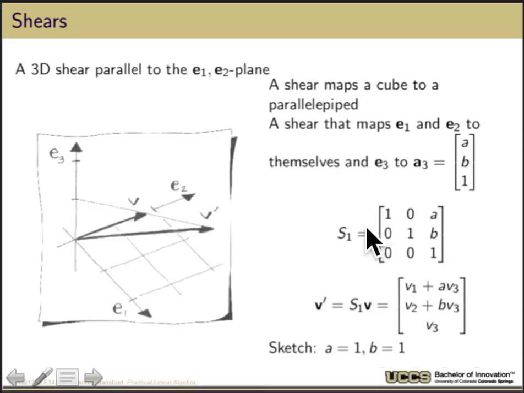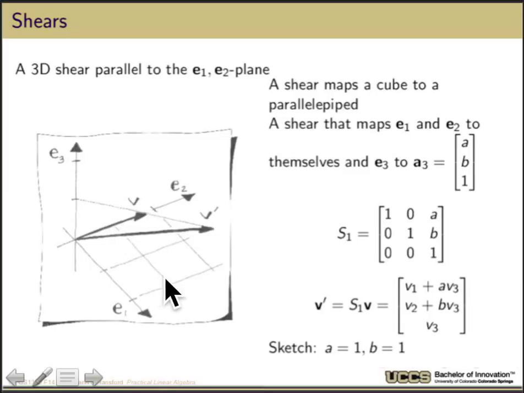Okay, so you can see that we do that with a shear matrix that has zeros on the lower diagonal, ones on the diagonal, and then A and B on the upper right. And notice the relationship here. I'm mapping E3 to A3, and I just basically take the identity matrix and I put in A3 down the third column associated with E3. And I can then see if I multiply that times any vector V, I'm going to get the results being V1 plus A V3, V2 plus B V3, and then V3. So now everything depends on V3.